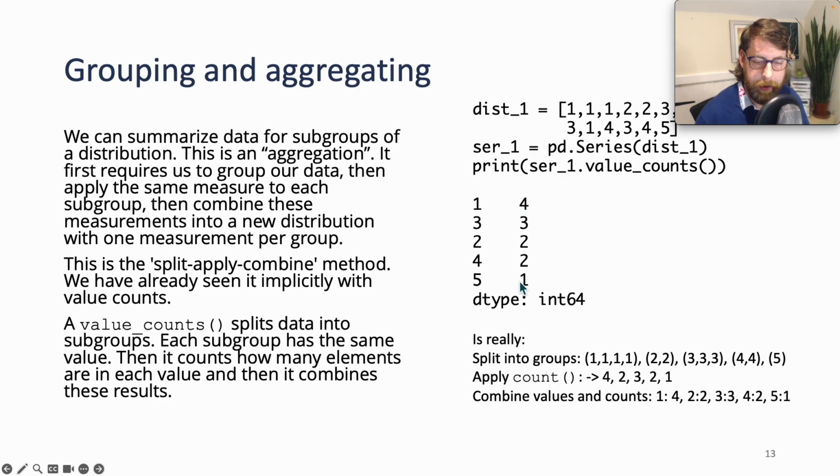Now, how is that split, apply, combine? Well, first we split into groups. The groups of the 1s, the 2s, the 3s, the 4s. We apply count, which gives us this value. And now we combine them right here. And in this case, it made the original ones the index and the counted values the result.